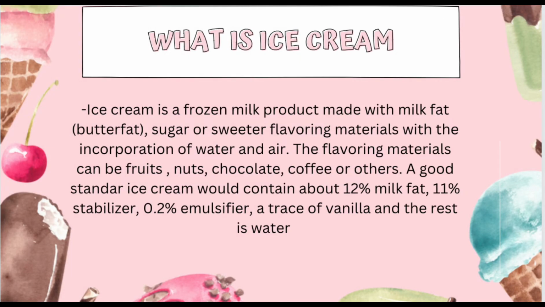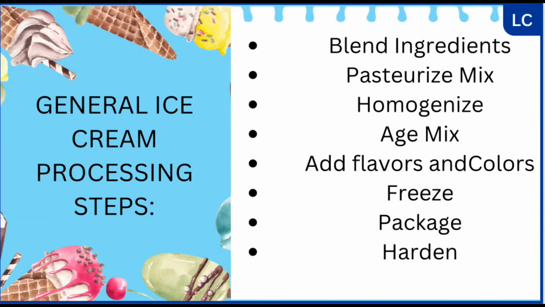What is ice cream? Ice cream is a frozen milk product made with milk fat or butter fat, sugar or sweeter flavoring materials with the incorporation of water and air. The flavoring materials can be fruits, nuts, chocolate, coffee, or others. A good standard ice cream would contain about 12% milk fat, 11% stabilizers, 0.2% emulsifier, a trace of vanilla, and the rest is water. Here are the general ice cream processing steps.